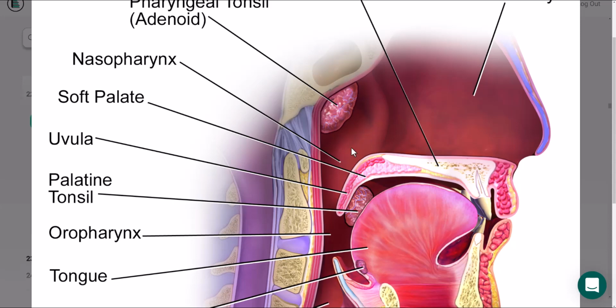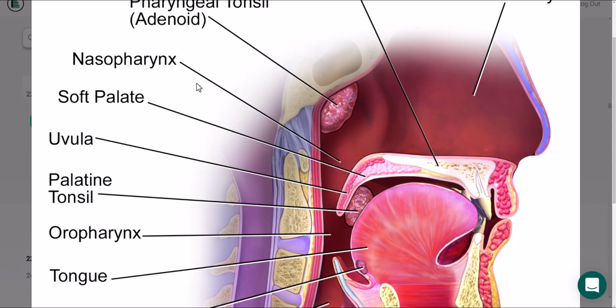Remember, right about here is the opening up to the middle ear. So if you have chronic infections, oftentimes that infection can travel up that eustachian tube and cause a middle ear infection called otitis media, and that's a very painful ear infection. And if that infection becomes too significant, it can actually damage, rupture the tympanic membrane, and can actually lead to hearing loss.